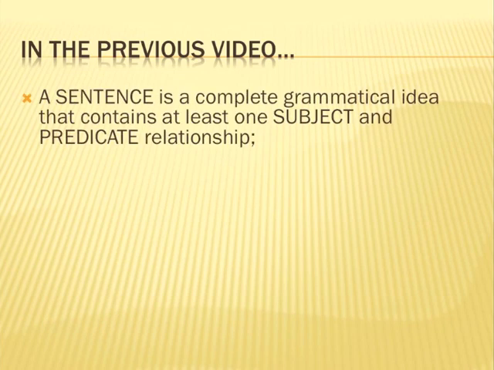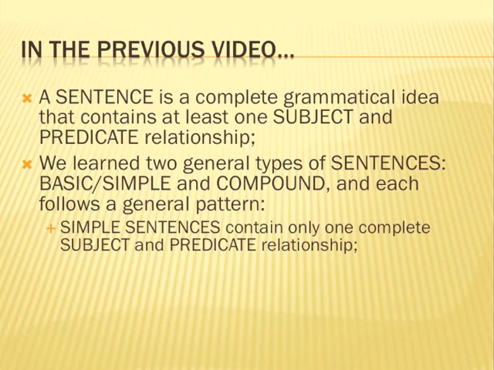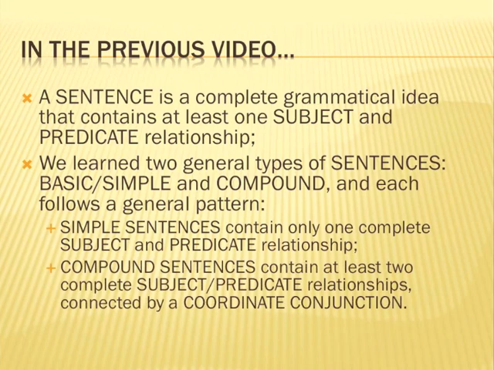In our previous video, we learned that a sentence is a complete grammatical idea that contains at least one subject and predicate relationship. We learned two general types of sentences, basic or simple sentences and compound sentences, and each follows a general pattern. Simple sentences contain only one complete subject and predicate relationship, while compound sentences contain at least two complete subject-predicate relationships connected by, usually, a coordinating conjunction.